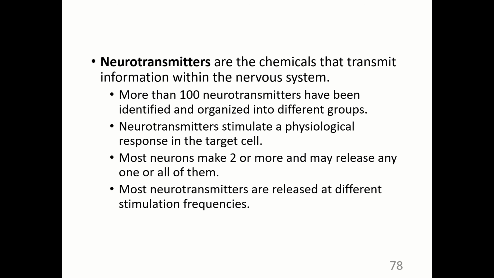Neurotransmitters are the chemicals that transmit information within the nervous system. More than 100 neurotransmitters have been identified and organized into different groups. Neurotransmitters stimulate a physiological response in the target cell. Most neurons make two or more and may release any one or all of them. Most neurotransmitters are released at different stimulation frequencies, which is what helps make this a precise system.